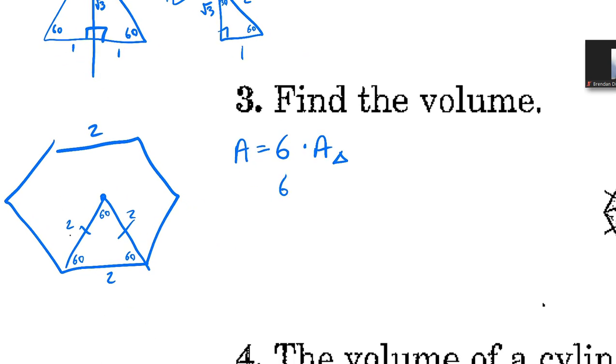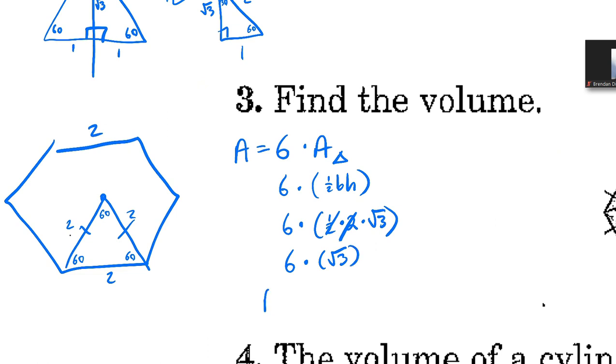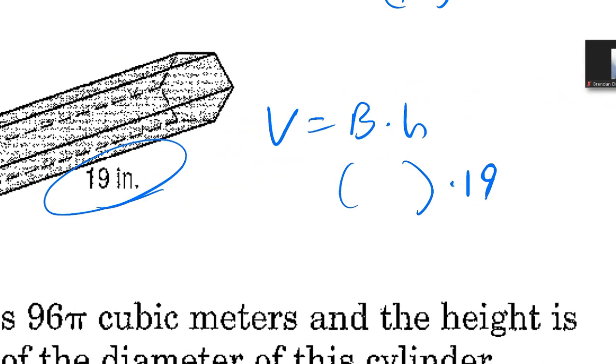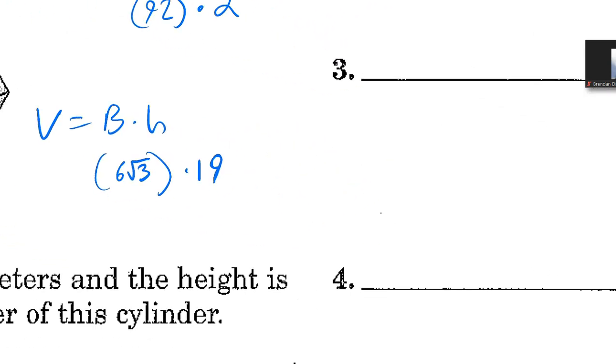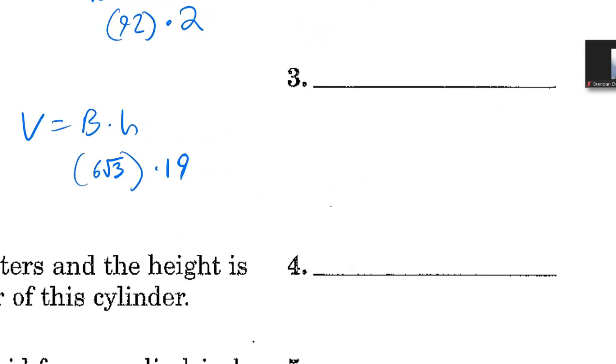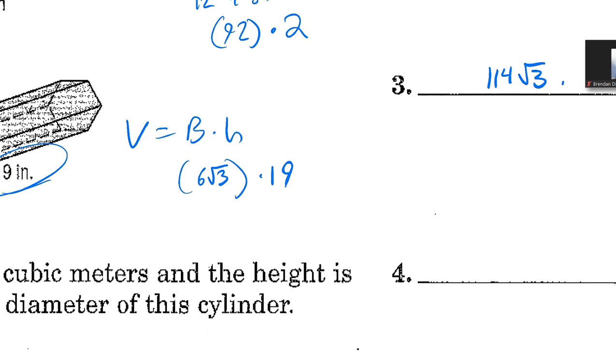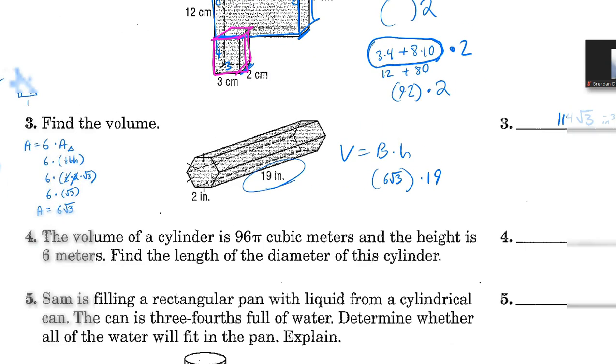So we have 6 triangles, and each triangle is 1/2 base times height. Each triangle's base is 2, and height is root 3. So the area of one single triangle is root 3. So the area of the entire base is 6 of those triangles, or 6 root 3. So we go back over here, and it's 6 root 3 times 19. That would be, what, 120 minus 6 is 114. So that would be 114 root 3. And then units, because we're doing volume, is inches cubed, because both of those were in inches.